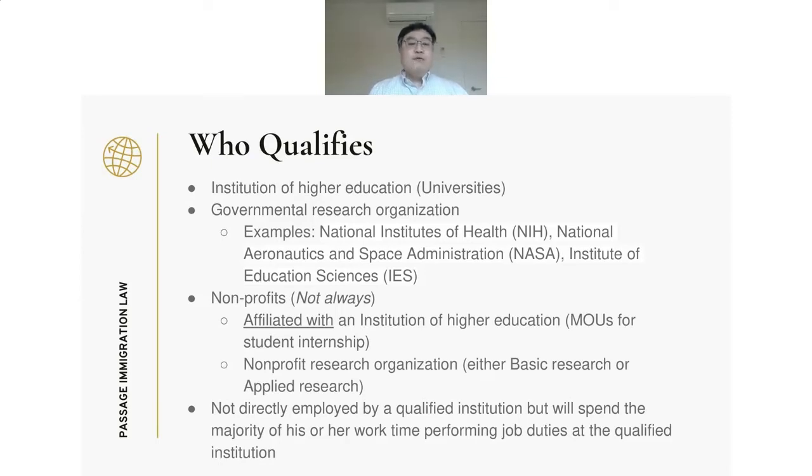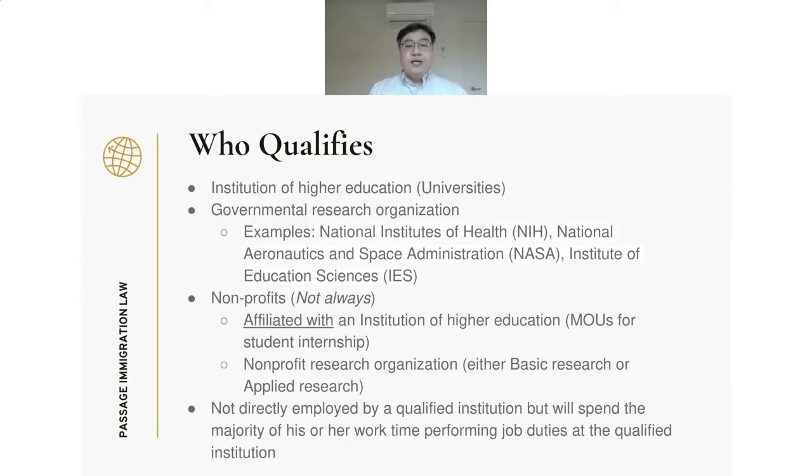And the second condition for a nonprofit to qualify as cap-exempt is being a nonprofit research organization. Here the research organization is the same as the second category I shared, the governmental research organization, which means an organization committed to either basic research or applied research. So both qualify. Those two, affiliation with a university and nonprofit research organization, are the only cases in which nonprofits qualify for cap-exempt.